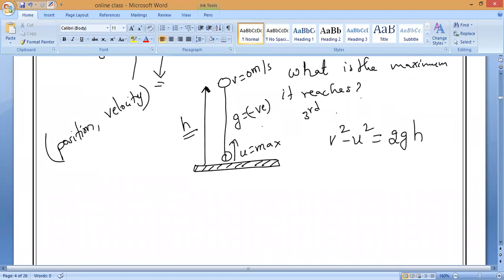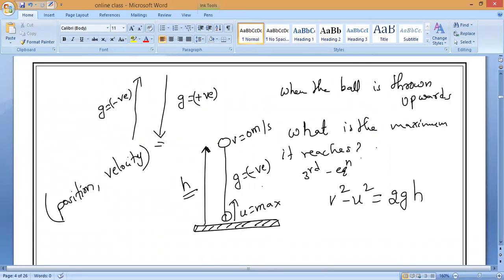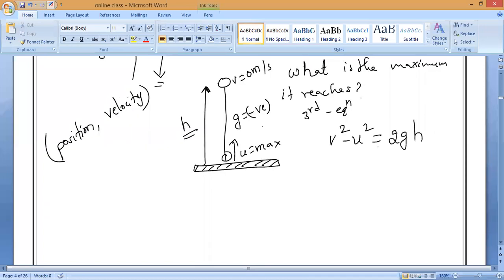So we are going to use the third equation of motion. Now, what is the question? When the ball is thrown upwards, what is the maximum height it will reach? So we have to calculate the maximum height. We can use the third equation and find it, but we want a formula. Let us derive the formula.